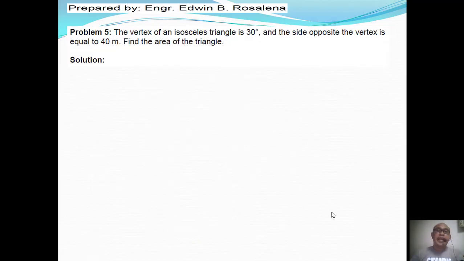Okay. Next we have here: the vertex angle of an isosceles triangle is 30 degrees, and the side opposite the vertex is equal to 40. Find the area of the triangle.